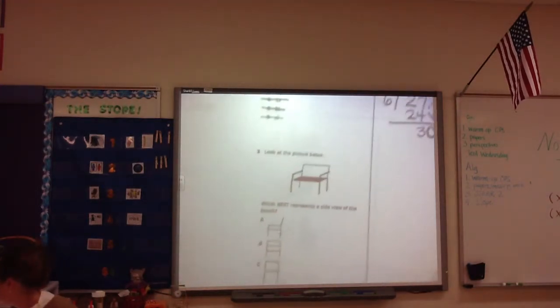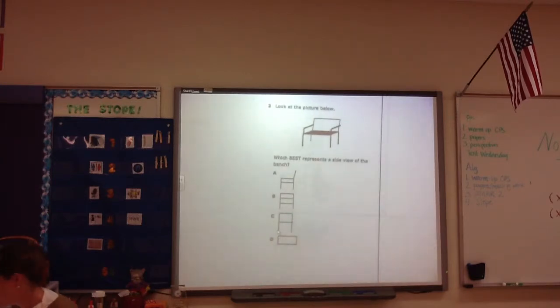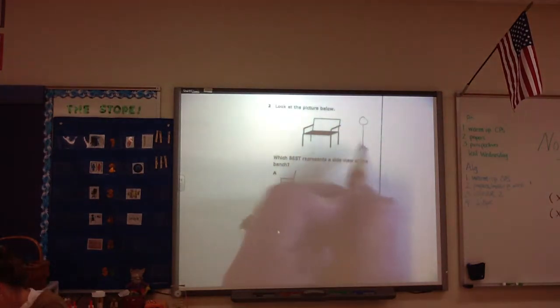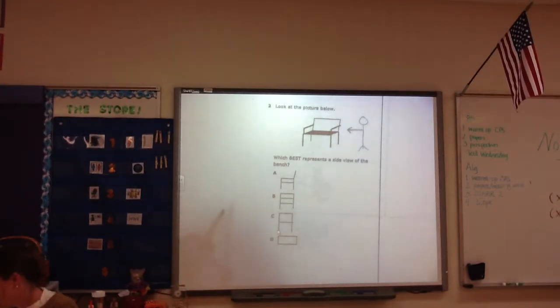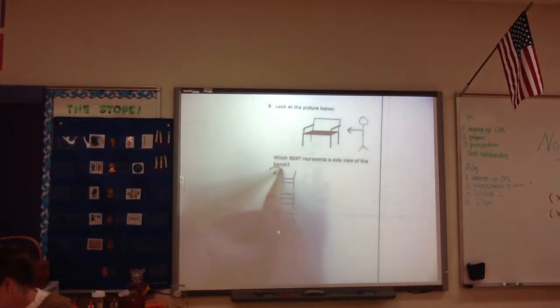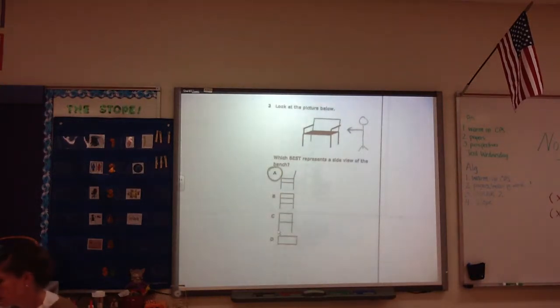Number 2, look at the picture below. Which best represents the side view of this bench? Side view. So if you're standing right here and are looking this way, which is the side view? Take a moment, make your choice. Pause if necessary. The correct answer is A. That best represents the side view.